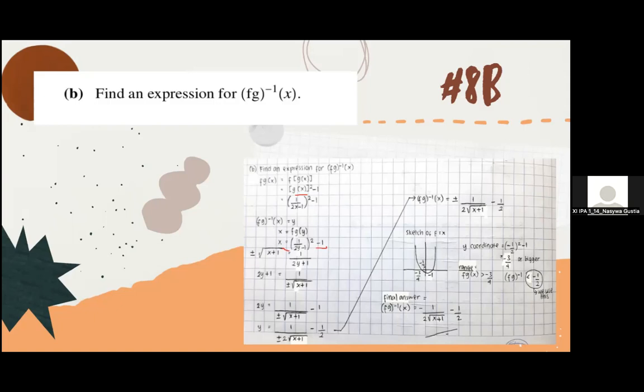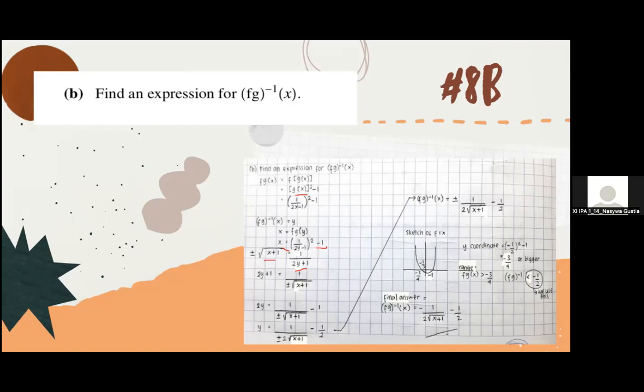And next we will be using square root. So the left side will be plus minus square rooted x plus 1, and the right side will be 1 over 2y plus 1. And then we switch the plus minus with 2y plus 1, so it will be easier for us to find the y.